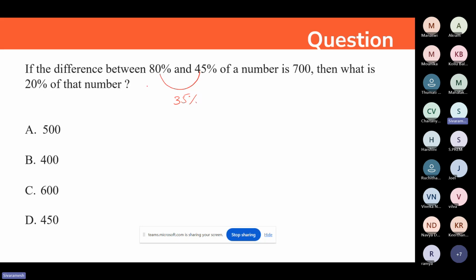So the difference between 80% and 45% of one number, we don't know that number. Don't assume it as X and all these things. You can directly say that the difference between 80% and 45% is 35%. 35% is nothing but 700. Now what is the 1% value? 35 times 2 is 70, so can I say that 1% is 20? Now 1% is 20, so obviously the 100% value is 2000. So 100% is 2000. Now that entire number is 2000. If they ask what is that number, your answer will be 2000.